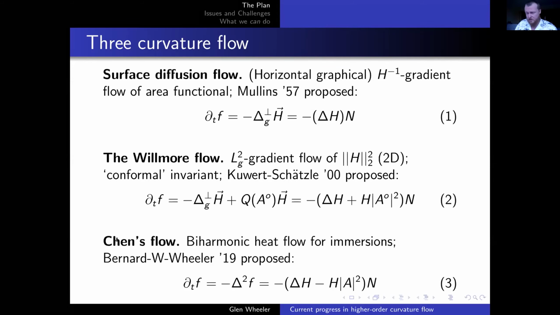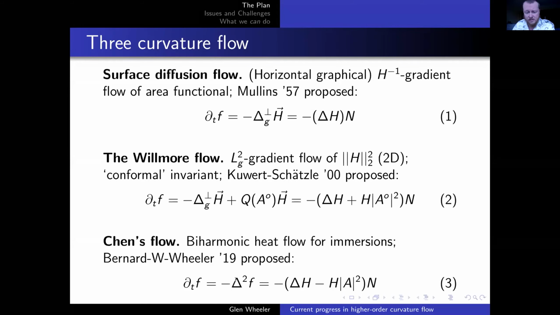which is called the Chen's flow because it has relation to B.Y. Chen's program for the spectral decomposition of submanifolds, in which you get this biharmonic operator appearing on the second term in the expansion. And this was proposed by us together with Jan Bernard. So this is Valentina and me and Jan Bernard in 2019. And it's simply the biharmonic heat flow of immersions.